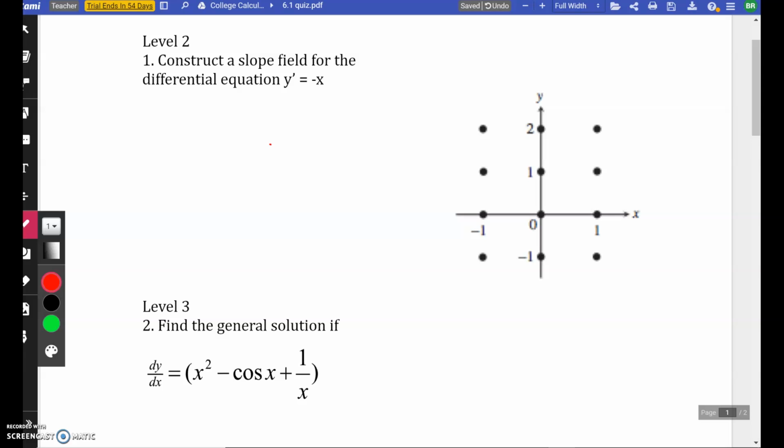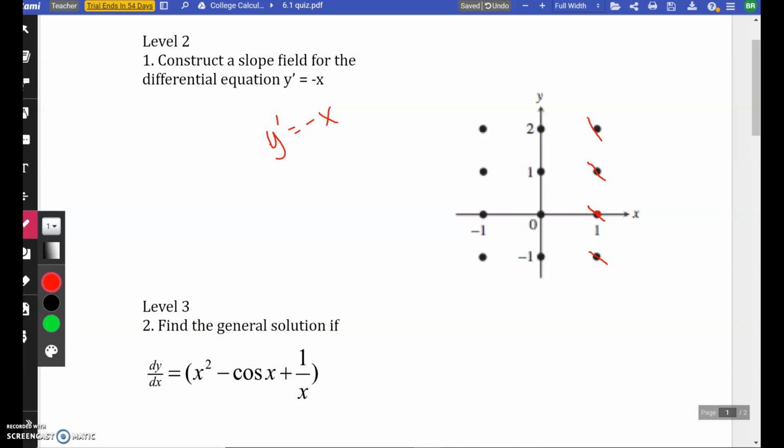6.1 Slope fields and differential equations. Slope fields are the small little hash marks that represent what the slope would look like at the lattice points, as they call them. So if they're saying the derivative is negative x, this x is 1, so I got to do negative 1 when I plug it in, so I draw a little hash mark that has a slope of negative 1. That also has an x of 1, negative 1, negative 1, negative 1.